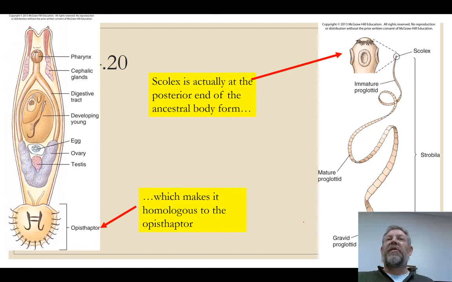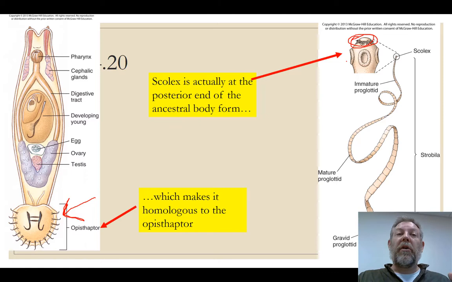The scolex, although you kind of think of it as the anterior end, is actually the posterior end of the ancestral body form, if you study the history of these things. That makes it homologous to the opisthaptor of the monogenes, right? And so this is also at the posterior end of those ectoparasites. You see it's a series of hooks designed to grab hold. So in the scolex you've got a kind of superficial resemblance, a series of hooks or things designed to hold on. Again, it's just some evidence you use to suggest how closely related these organisms are.